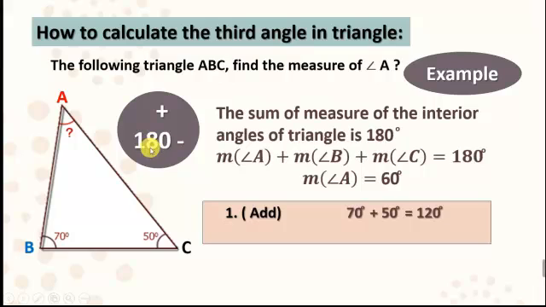The second step, 180 minus the sum of the two angles, which is 120. 180 minus 120 equals 60 degrees, and this is the missing angle. So measure of angle A equals 60 degrees.